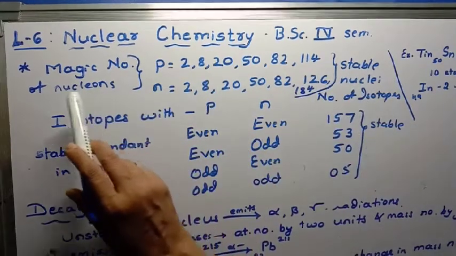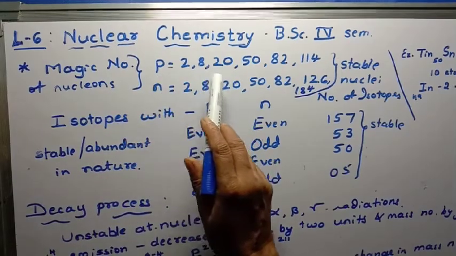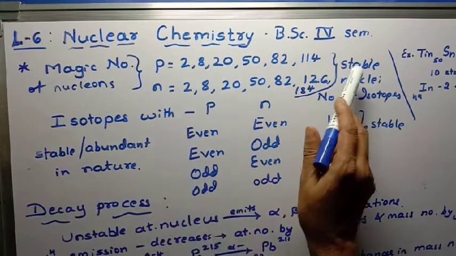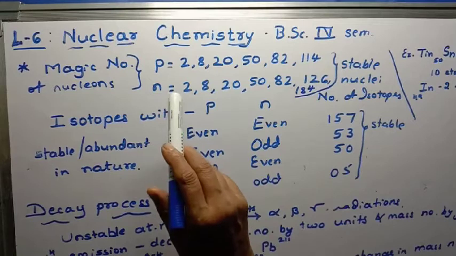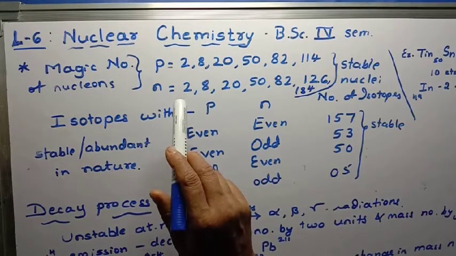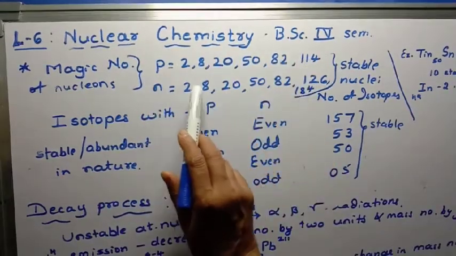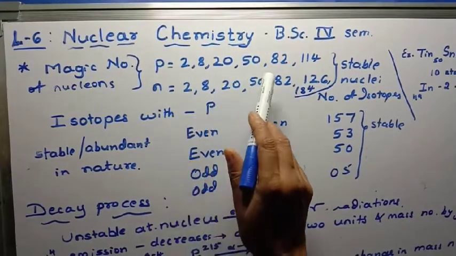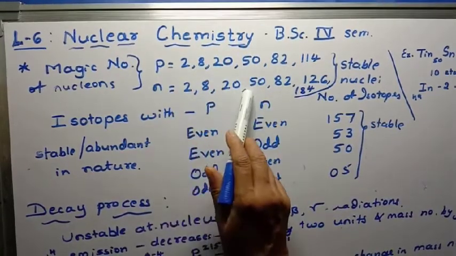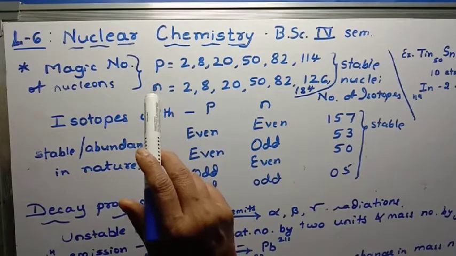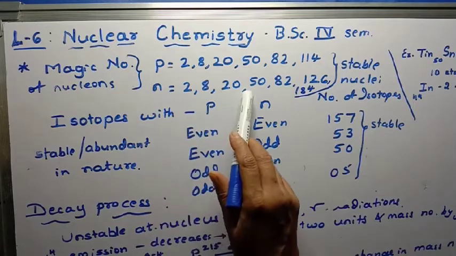The atoms of an element with these numbers are quite stable because they have completely filled nuclear shells. That means the nuclei having such magic numbers of either protons or neutrons have their nuclear shells in a completely filled state. Hence, they are quite stable.